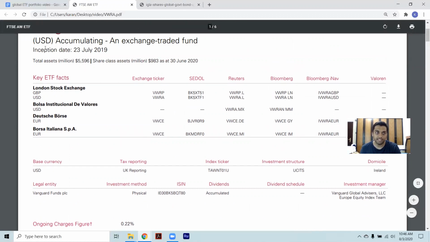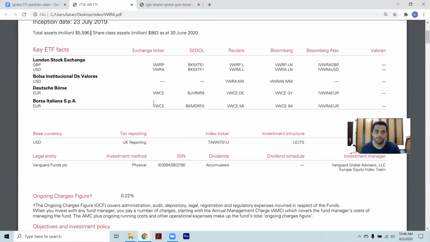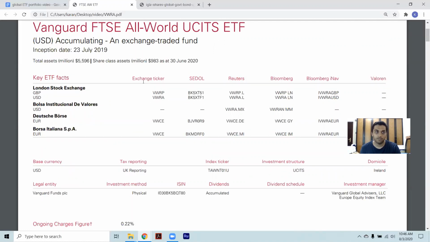Now, this particular ETF, the currency for this ETF is USD. If you're looking to buy the same ETF in, say, pounds, you could use the ticker BWRP to buy the same ETF. If you're looking to buy the same ETF in euros, you could use VWCE. So the first thing that I actually want to focus on is looking at the fund size. So this particular ETF, as of 30th June, had 983 million in assets. The total assets held by this particular globally diversified ETF is 5.5 billion.